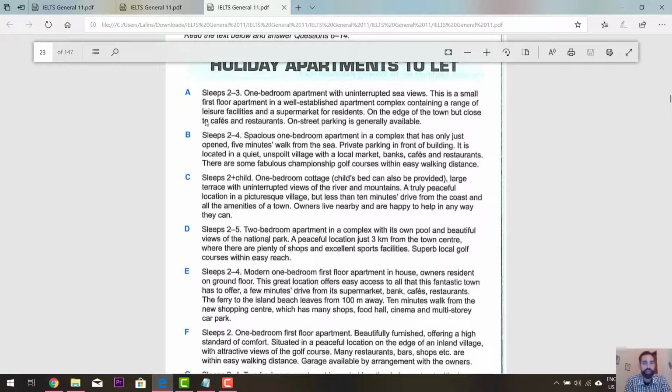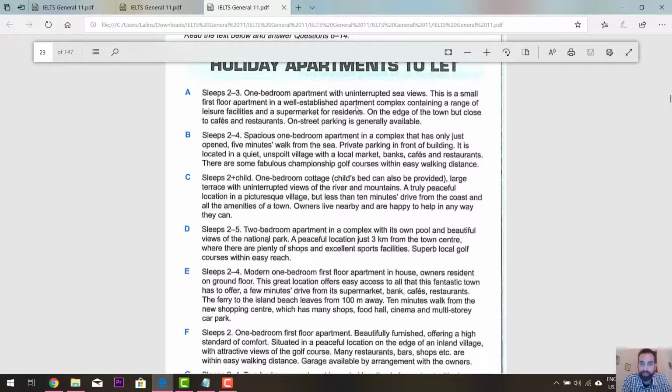So what we have here, House A. Sleeps 2 to 3. 1-bedroom apartment with uninterrupted sea views. This is a small first-floor apartment in a well-established apartment complex containing a range of leisure facilities and a supermarket for residents. On the edge of the town, but close to cafes and restaurants. On-street parking is generally available.